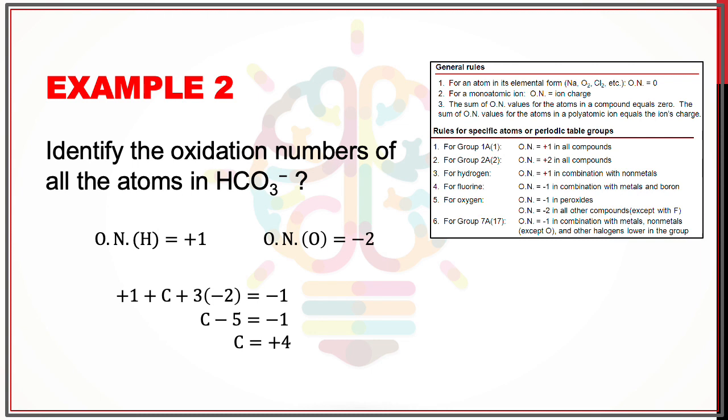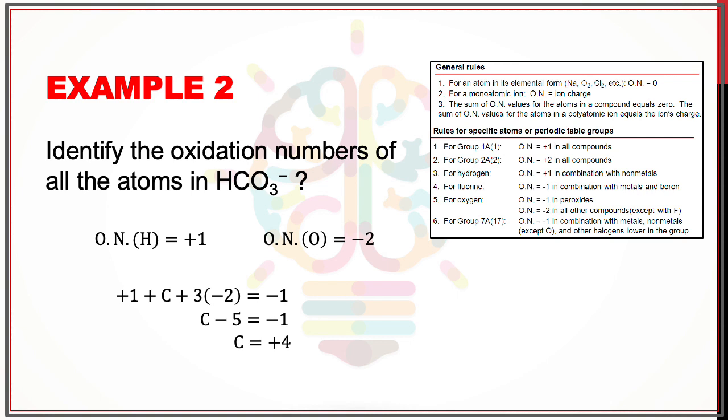And then carbon, there is no carbon inside this rule. So it means that we need to find the oxidation number for this carbon. And then the oxidation number for oxygen. Inside this table there is an entry about oxygen. Oxygen oxidation number is equal to negative 2, in all other compounds except with F. So the oxidation number for oxygen should be negative 2.